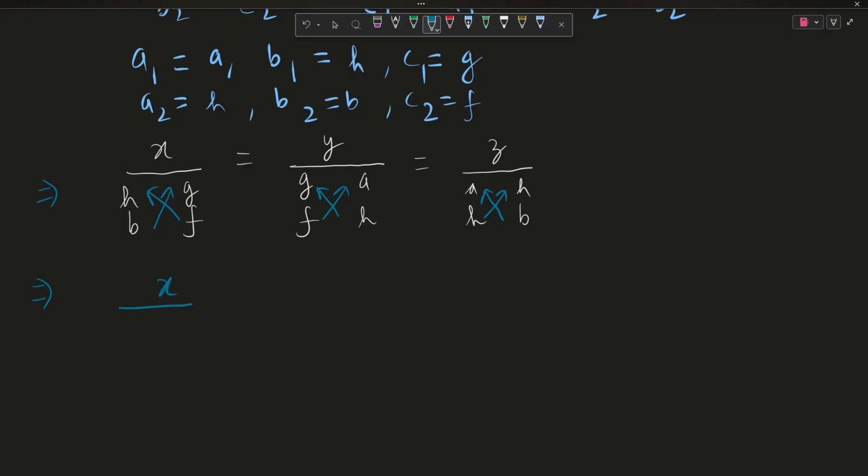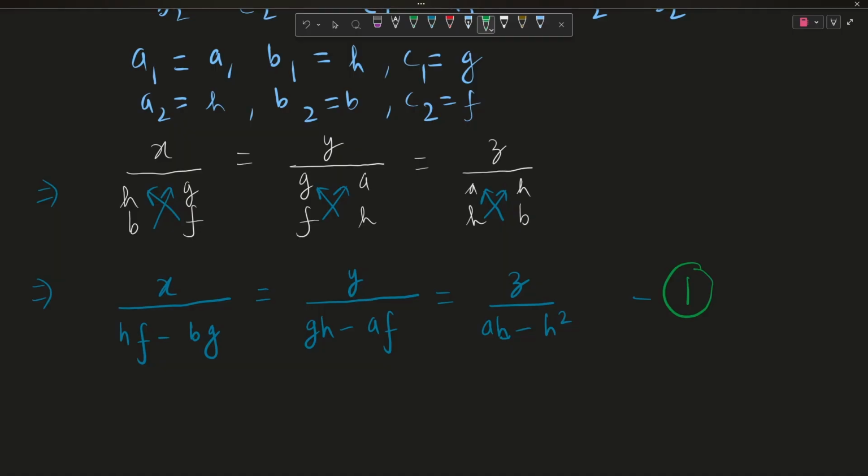So x upon hf minus bg is equal to y upon gh minus af is equal to z upon ab minus h square. We will name it as our equation number 1.